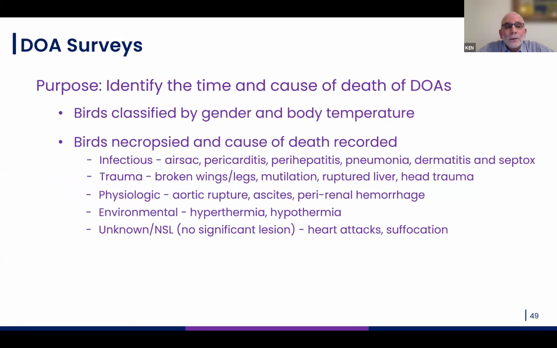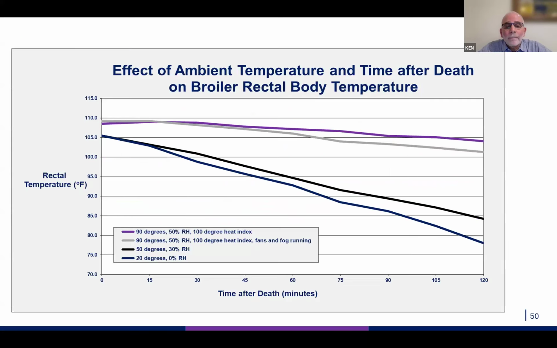We also conducted DOA surveys, and through this, we hope to identify the time and the cause of death of the DOAs. We classified birds by gender and temperature, as well as cause of death, whether it was infectious, trauma, physiologic, environmental, or we just couldn't tell what the cause of death was. And from this, we, again, hope to get enough information that would help us point to where the issues we're experiencing were.